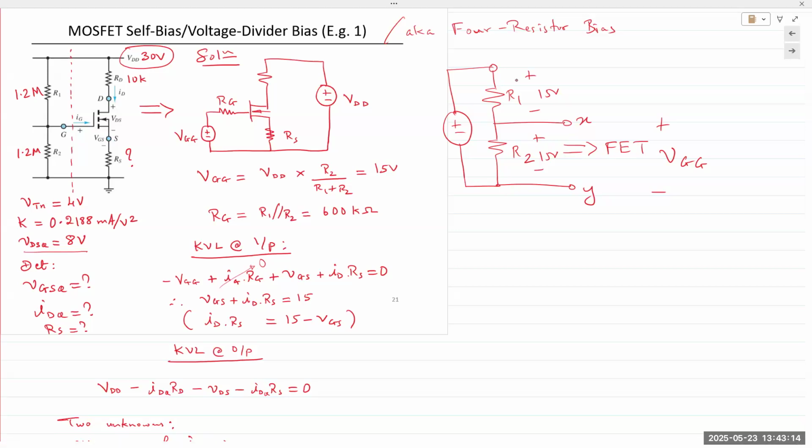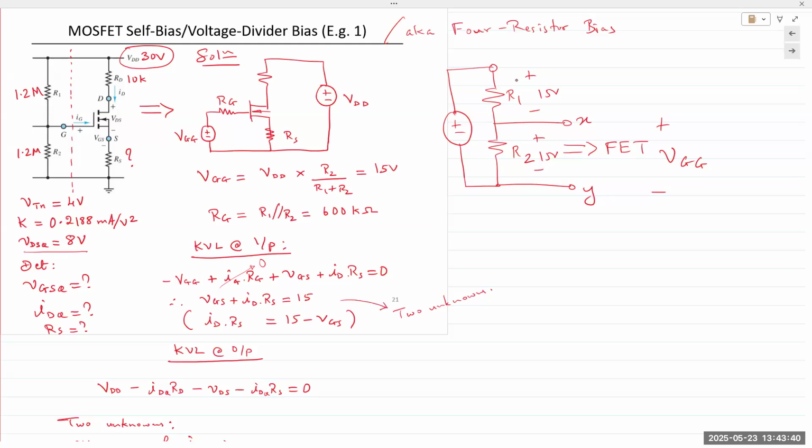Now, we have two unknowns. ID is an unknown. VGS is also an unknown. All right. So we keep that on the side for now.